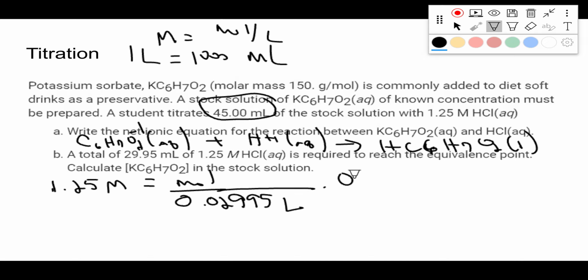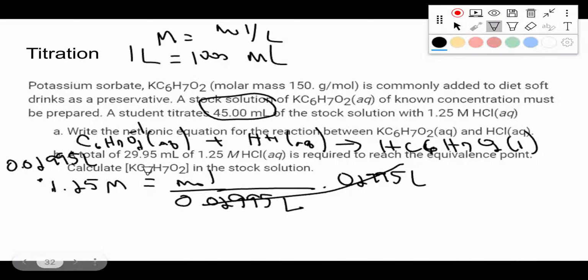So I do 0.02995 liters, and then times 0.02995 liters on this side. That would cancel all of it from here. So then whenever I work it out, I'm going to do the 0.02995 times 1.25.